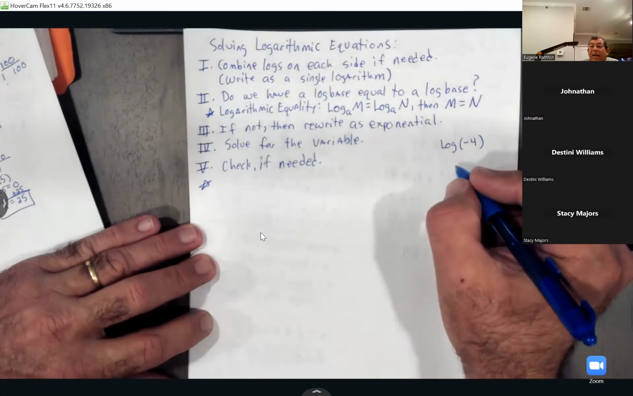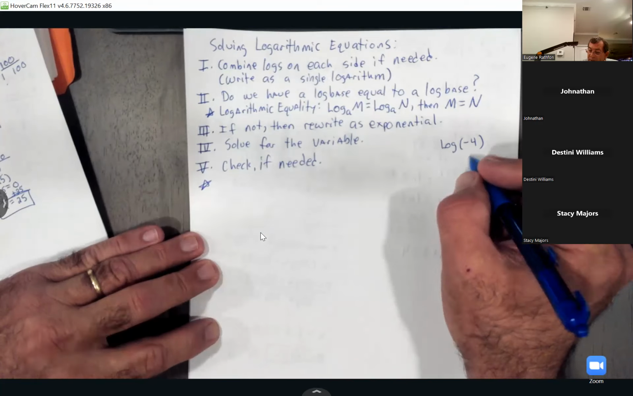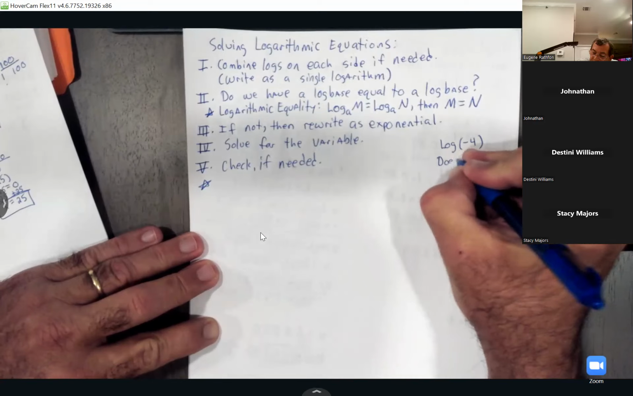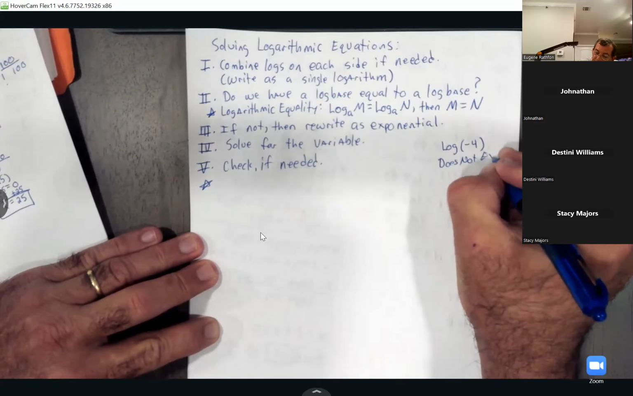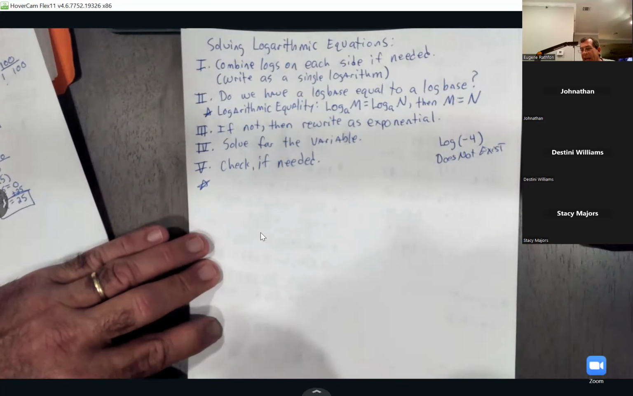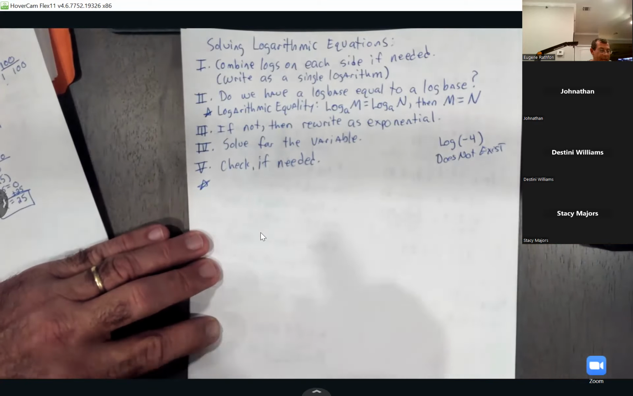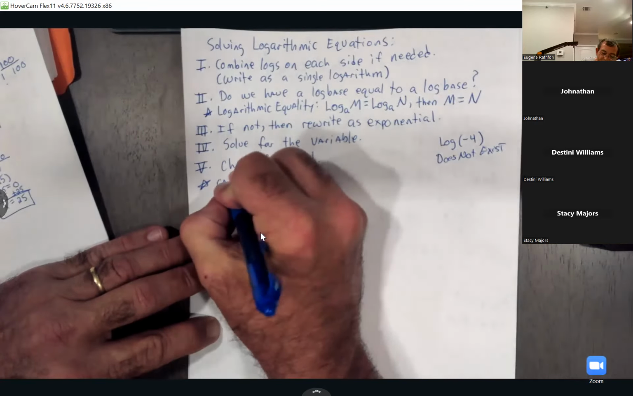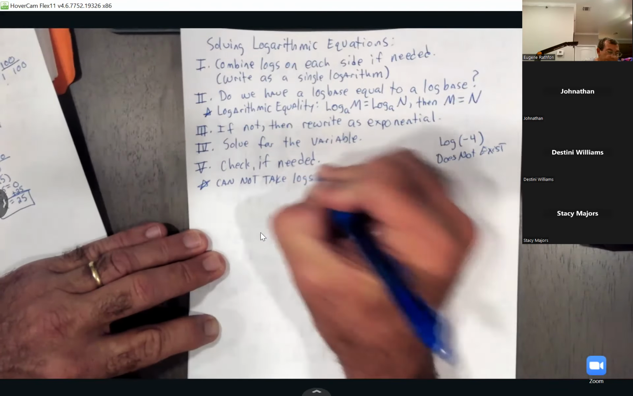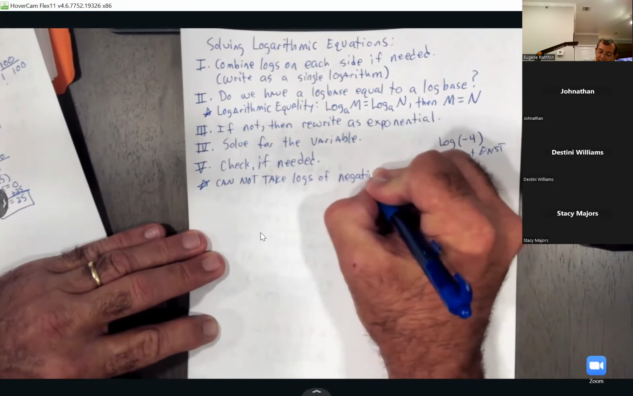Remember, these are the ones that you got the error messages on. And it says not real answers and all that fun stuff. So remember, you can't take the log of a negative number because it does not exist. So if I get any negative answers on here, I'm throwing them away because I cannot take the log of a negative number, okay? So here we go. Cannot take logs of negative numbers.